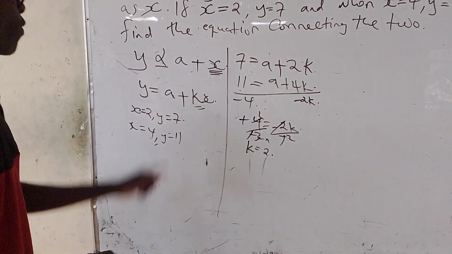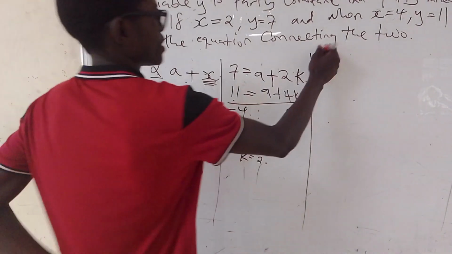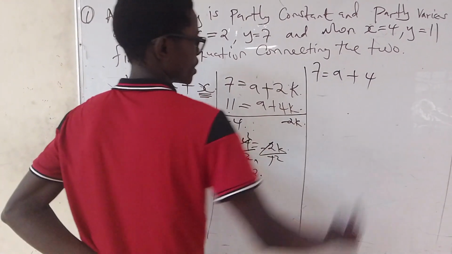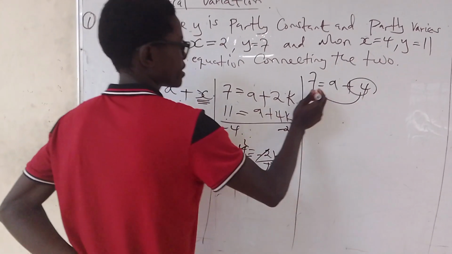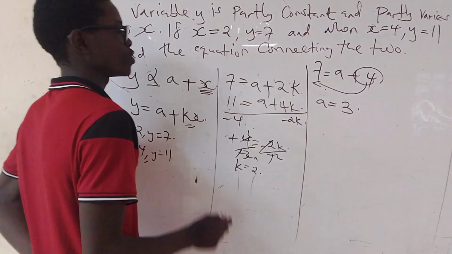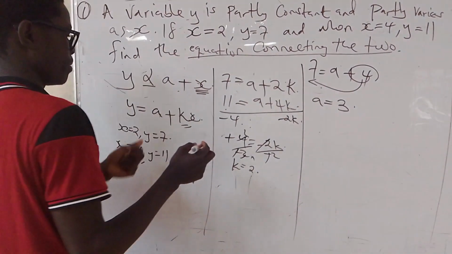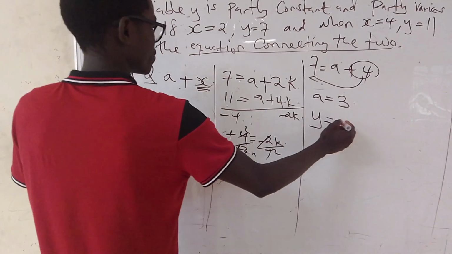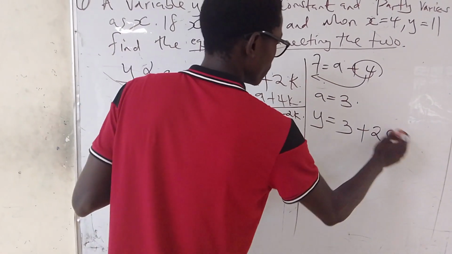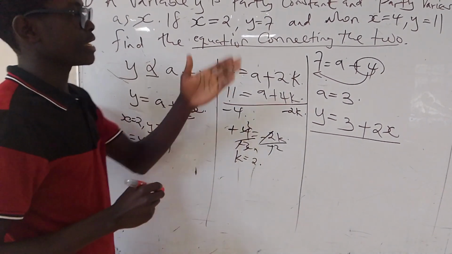Then you need to get also the value of a. After getting the value of k, we use equation 1: 7 is equal to a plus 2k. K is 2, that is plus 4, that is 2 times 2. Then 4 goes to the other side, that is 7 minus 4. So a is equal to 3. So the equation connecting the two will be y is equal to 3 plus k, which is 2, that is 2x. That is the equation connecting the two. So let's see the second example.